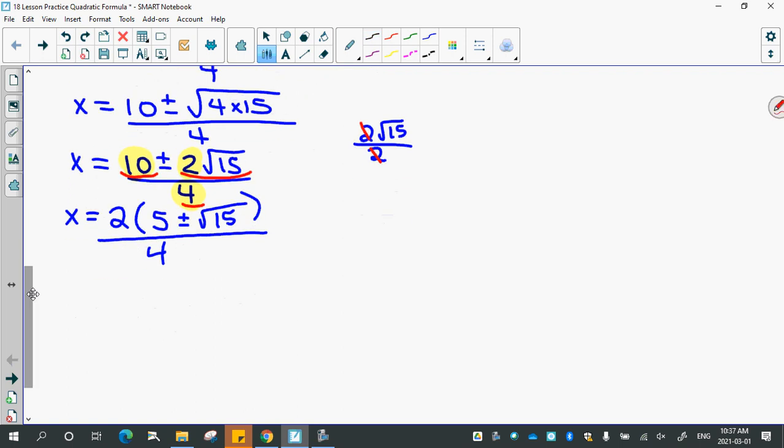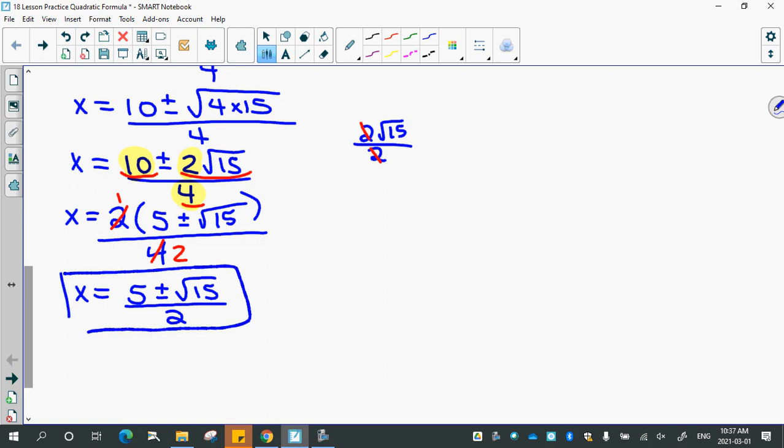So now I can reduce. 2/4 is the same as 1/2. Do you agree? So I can reduce: 2 divided by 2 is 1, 4 divided by 2 is 2. Okay? 1 times 5 plus or minus root 15 is just 5 plus or minus root 15 over 2. Okay? That's probably the most common way to write the answer. You'll see it in the back of the textbook. So the roots are 5 plus or minus root 15 over 2.